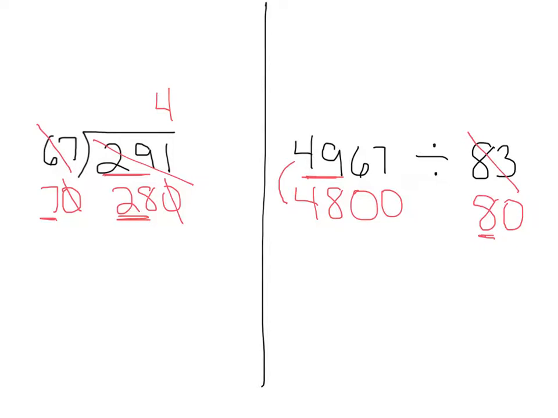4,800 is close to 4,967. It's not rounding, it's a compatible number. And now my 8 over here will divide into the 48. So I cross off a 0 here and a 0 here like we learned the other day. 48 divided by 8 is 6, and we still have 1 0 left, and the answer is 60.